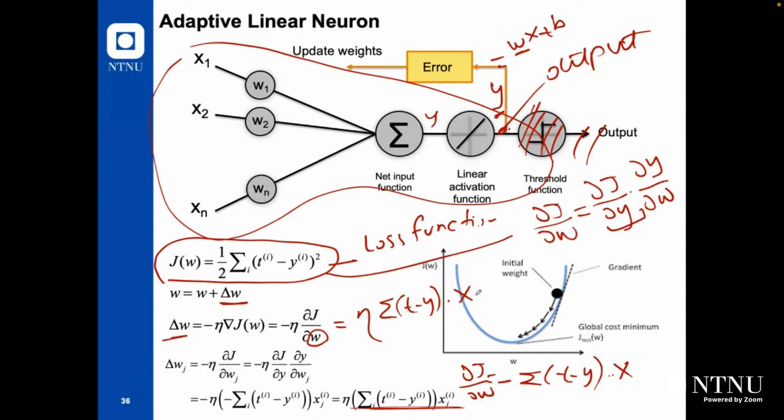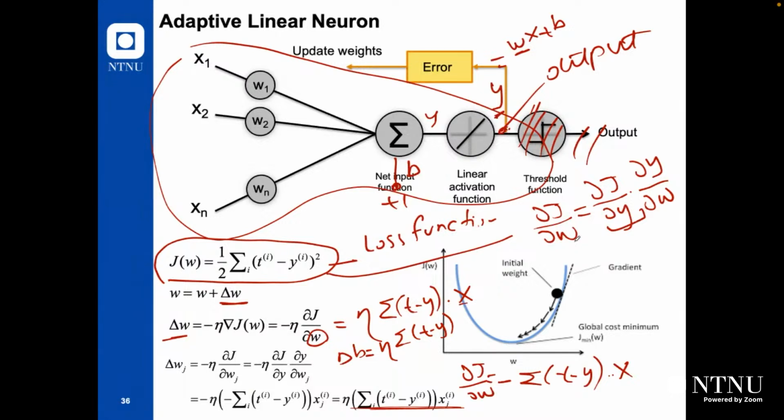Right? So now we will do it for delta omega. If you want to do it for the bias, it has an input equal to plus 1. So it will be the same, but this x will be just 1. So delta b will be eta multiplied by the summation of t minus y. Right? So I hope that it's clear.